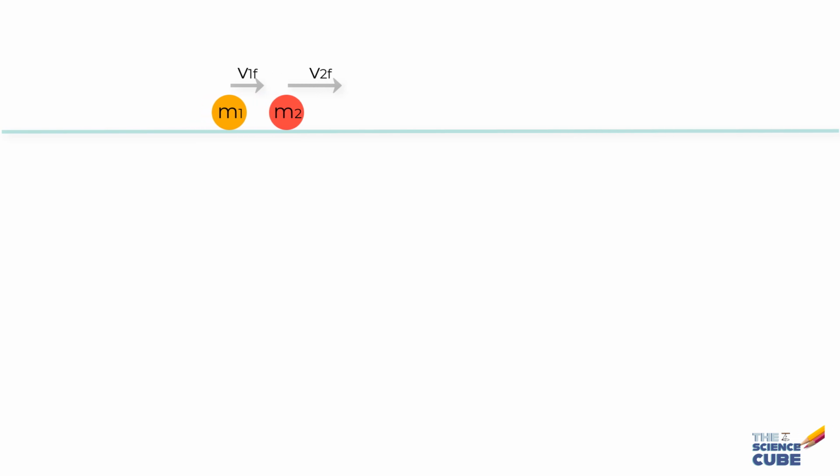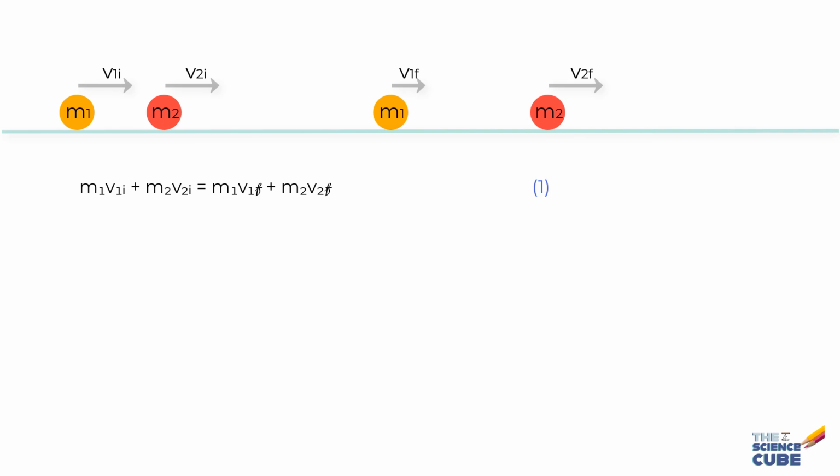So for this situation, the conservation of linear momentum equation would be this. That is m₁v₁ initial plus m₂v₂ initial is equal to m₁v₁ final plus m₂v₂ final. And the equation for the conservation of kinetic energy can be written the usual way as this.